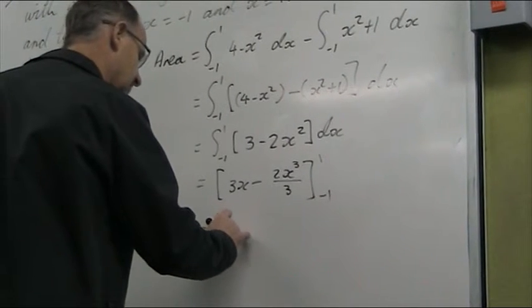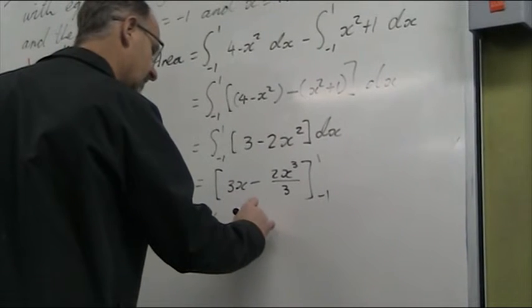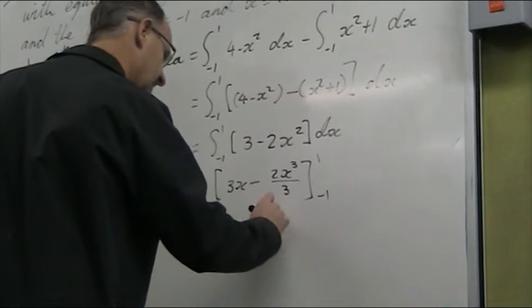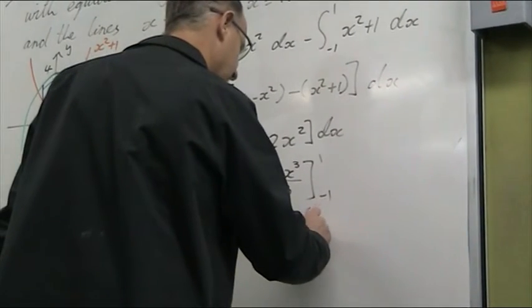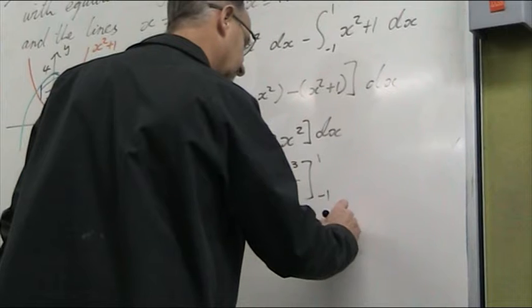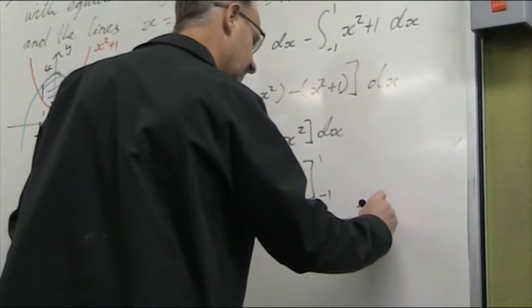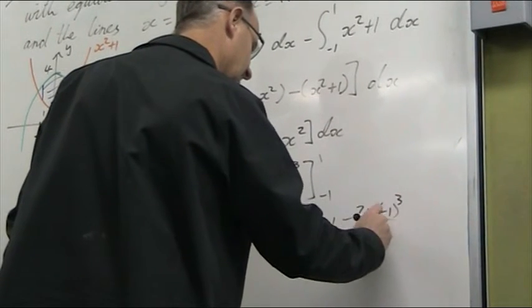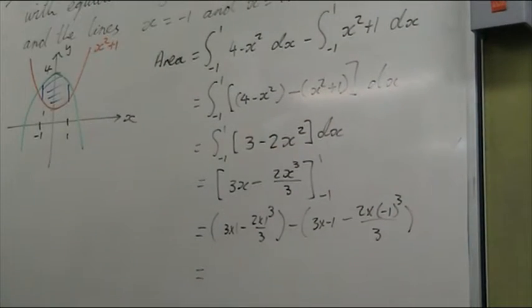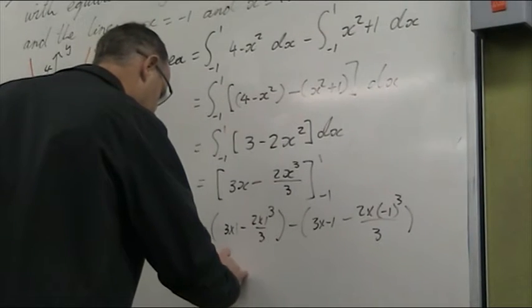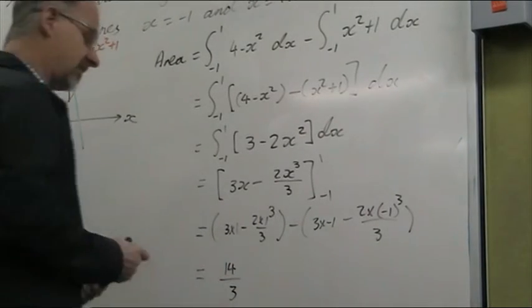So 3 times 1 minus 2 times 1 cubed over 3. From that we're going to subtract 3 times negative 1 minus 2 times negative 1 cubed over 3. And when you do all of that, you get 14 over 3.